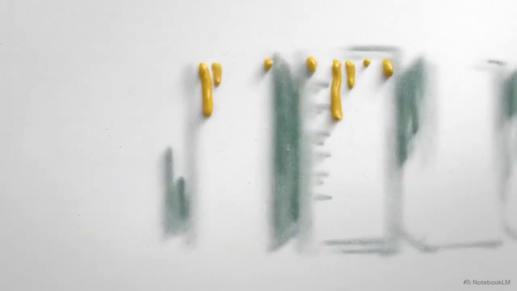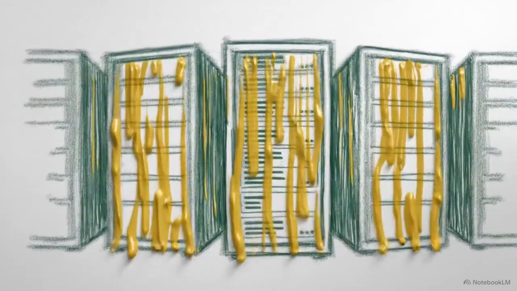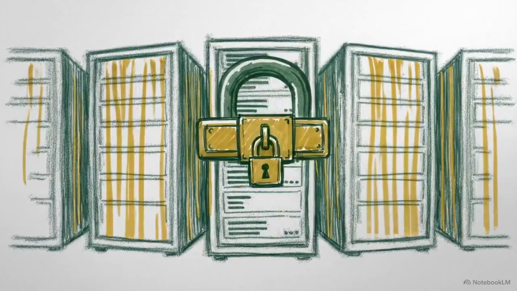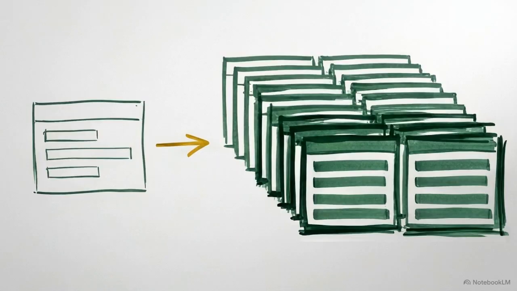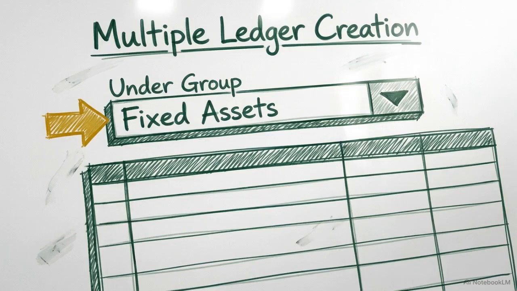The input screen will suddenly go blank. This indicates that your ledger has been successfully written into the database, securing the first piece of your chart of accounts. When you need to scale that account structure without repeating the entire navigation path, you use the Multiple Ledger Create tool. The workflow here changes. You must select the parent accounting group in the Under field before you type any individual ledger names.